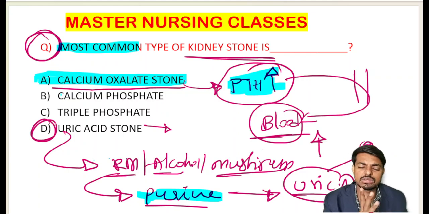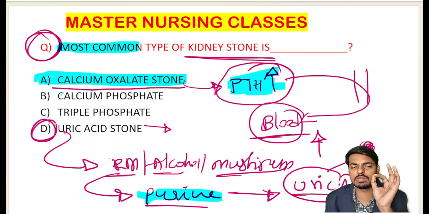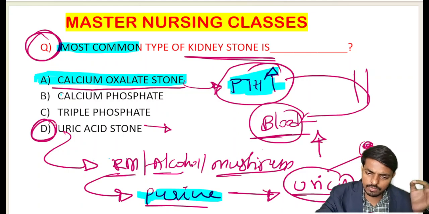Okay, and the uric acid stone is the softest stone. Okay, which is like a cotton sponge. That is the uric acid stone. Hope the concept is very much clear for this question. We will move to the next question.